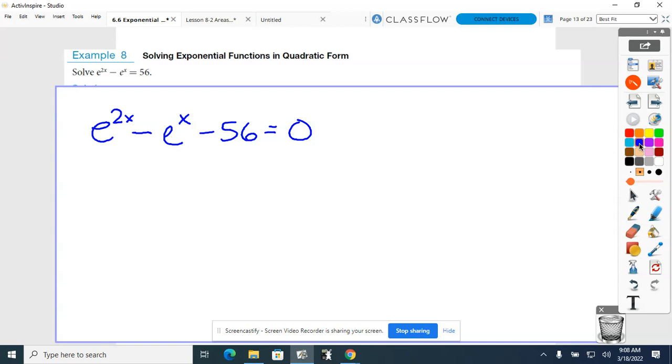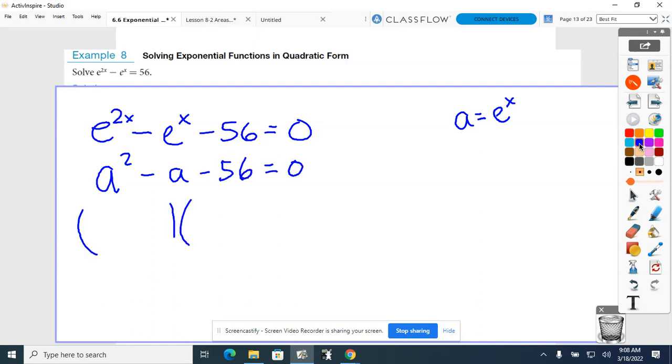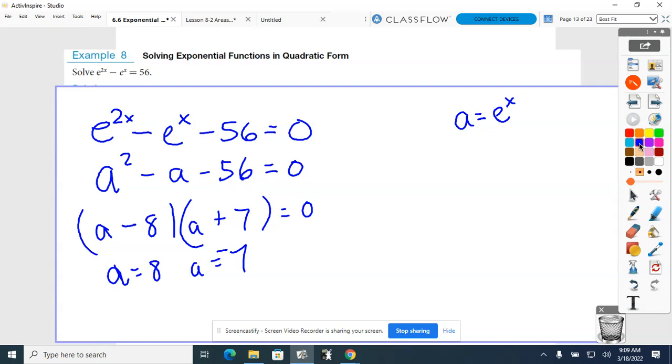I'm probably not going to do it with this, but do you remember when I said let a equal something? So this would be a squared minus a minus 56. Can you solve that problem? So you have to just recognize that those are doubled of each other. So a minus 7 times a plus 8, right? a equals, but a is not, a is e to the x. So e to the x equals 8, or e to the x equals negative 7.